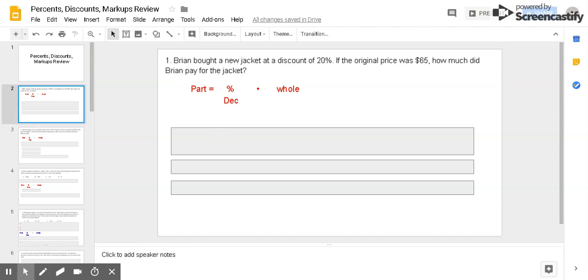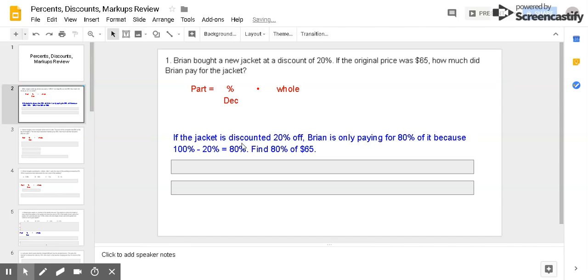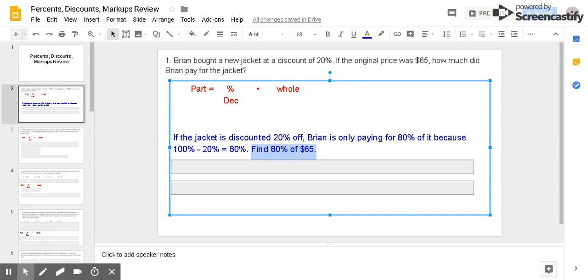All right, we need to understand that if the jacket is discounted 20% off, then Brian is only paying for 80% of it, because 100% minus 20% gets you 80%. He's not paying the full 100% of the cost. He is not paying the original cost. He's only paying for 80% of it. So your job is to find 80% of 65. So once you know this part, plugging it into the equation up here should be easy.